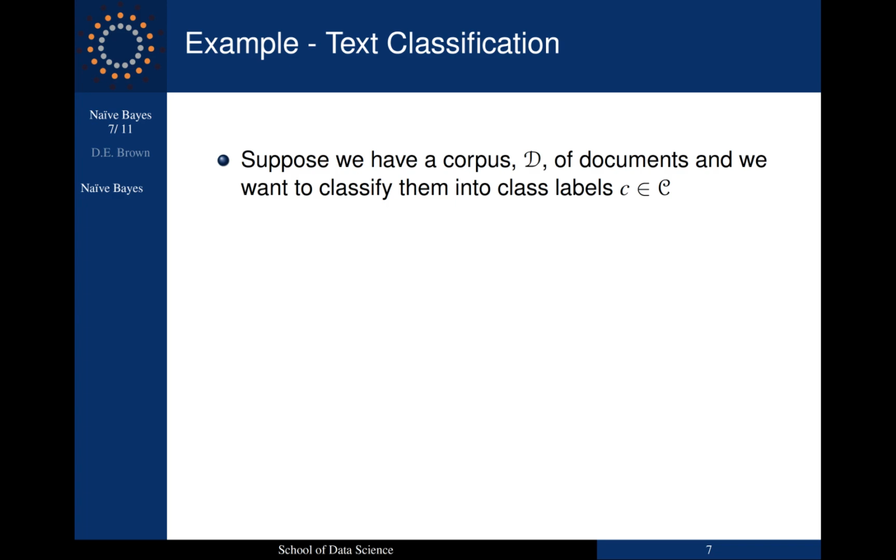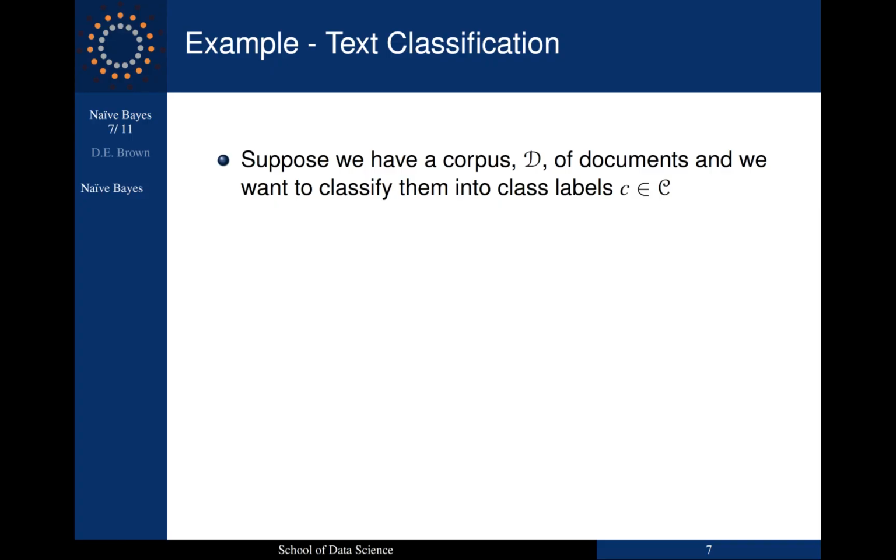Let's look at an example of how we could use this particular idea of a product of binomials as the naive Bayes approach. Naive Bayes is often used for text classification, and that's why we're going to look at this example. It's done quite well there.